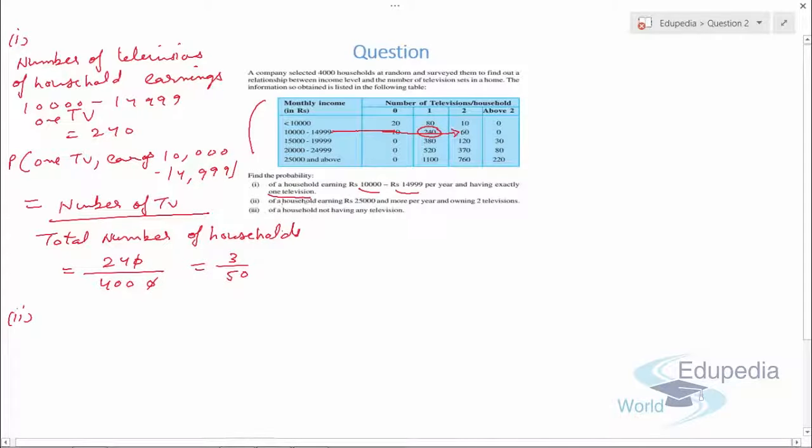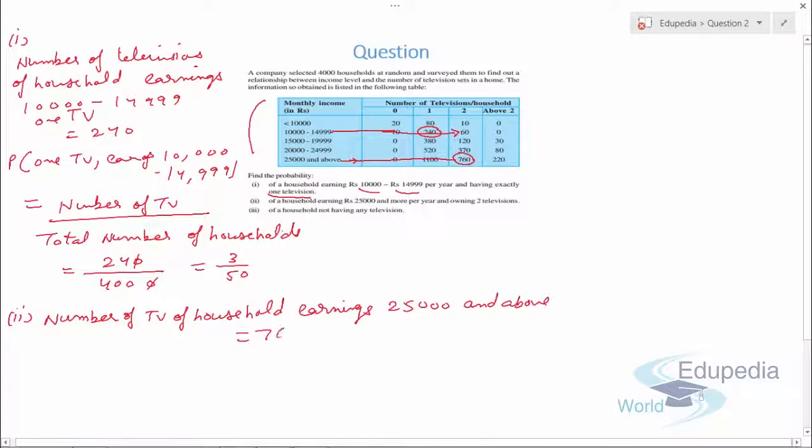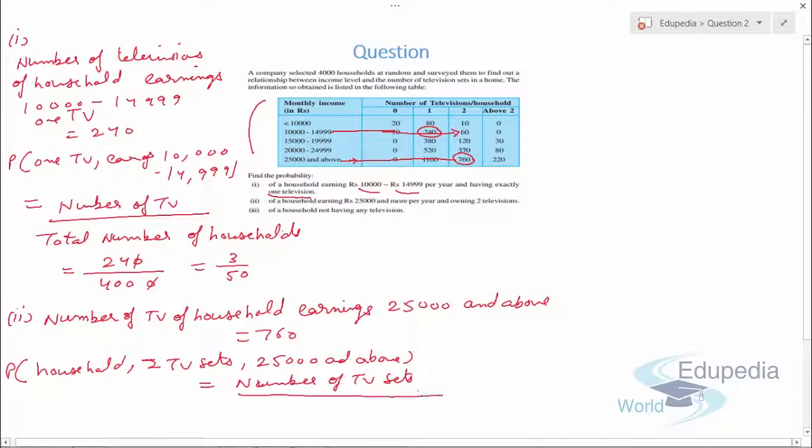The second part says that of a household earning rupees 25,000 and more per year and owning only 2 televisions, right? So this is 25,000 and above, and 2 televisions. So this will be the data, right? You can say that over here the number of TV sets of households earning 25,000 and above is 760, right? So we can say that the probability of a household with 2 TV sets and earnings 25,000 and above will be equal to the number of TV sets, whatever the frequency is, upon the number of households surveyed. So this will be equal to 760 upon 4,000. You simplify it, it comes out to be 19 by 100, right?